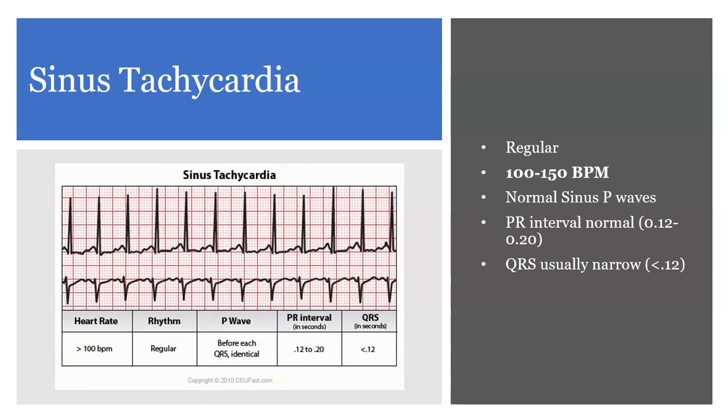So back to that strip, what did you get as the heart rate? Let's count. 1, 2, 3, 4, 5, 6, 7, 8, 9, 10, 11, 12. Multiplied by 10, this heart rate is 120. So it meets the sinus tachycardia definition.